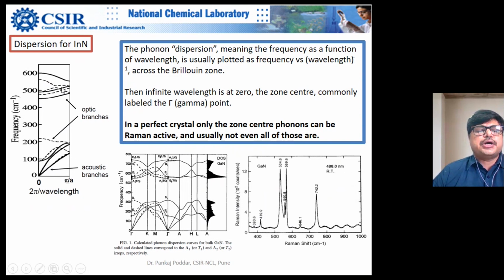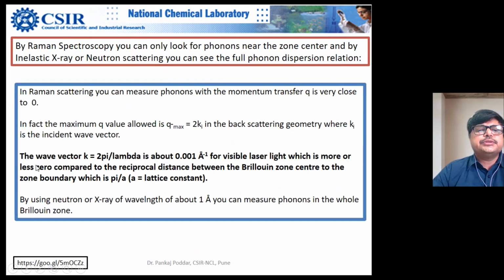So for example, if you want to explore these parts of the phonon dispersion curve, then you would like to take a tunable X-ray source. Then you can tune the energy, and then you can explore these sites. You can go closer to the zone boundaries. But in typical Raman spectroscopy, you do not go close to the zone boundary. You remain close to the zone center.